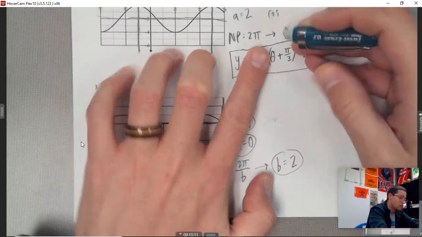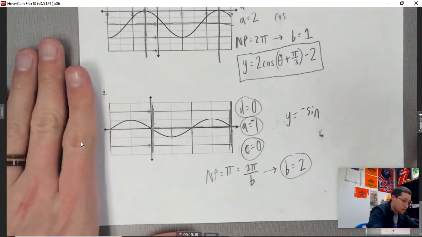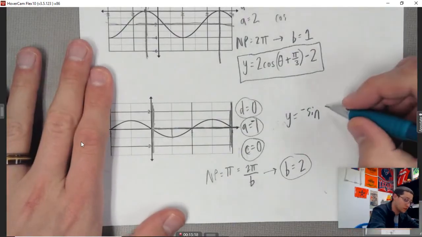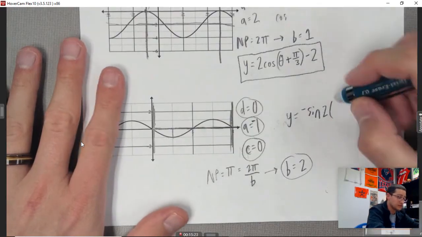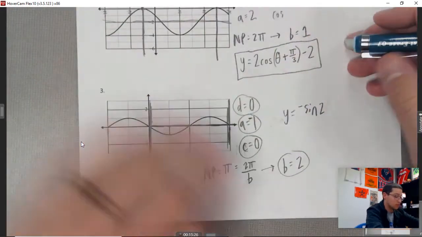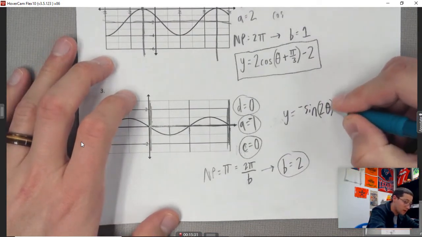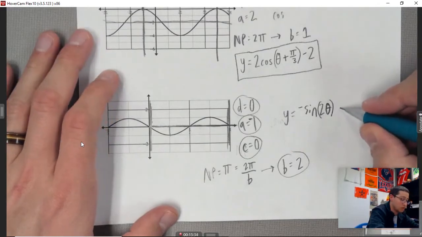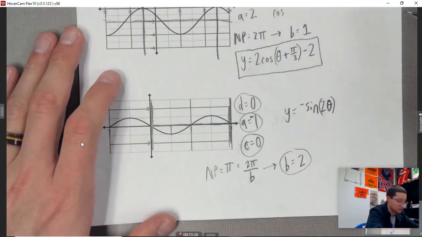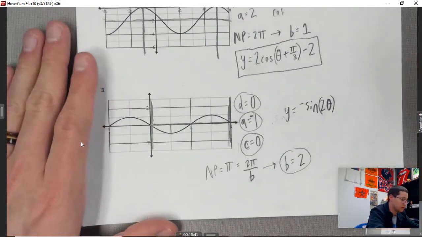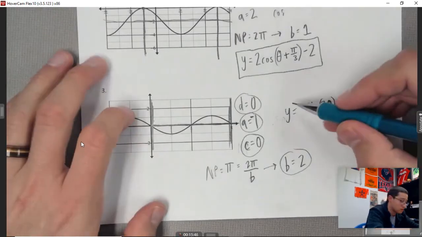All right, so here we go. Let's go ahead and write it. y equals negative sine. Next is my b value, so it's 2 parentheses, just x. We have no phase shift, so I'll put it as theta. And then also no d value. So that's actually it: y equals negative sine of 2 theta. Could you get a different answer from this? Absolutely. But that's one way to crack this one.